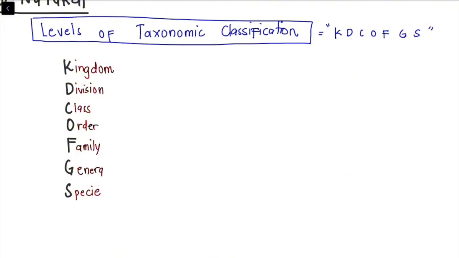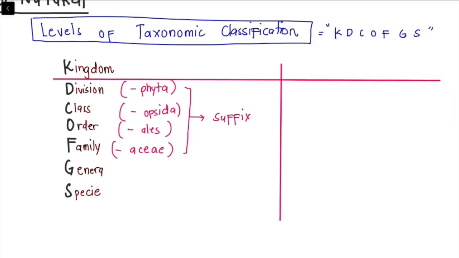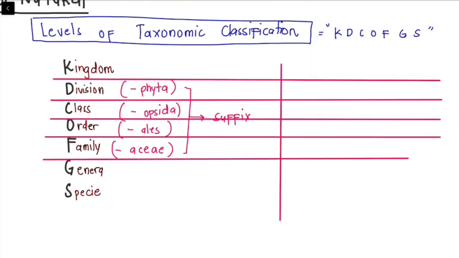So may mga suffix po ito, no? Common suffix na ginagamit. Kapag division, suffix na ay phyta, class is Opsida, order is Alis, family is Aciae. So mga suffix po yan. So magbigay tayo ng example, no? Gawa lang po ako ng table. Bigay tayo ng dalawang plant. No? Kakategorize natin based on the taxonomic classification.